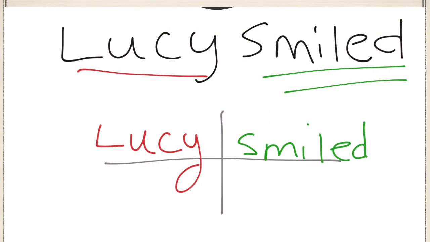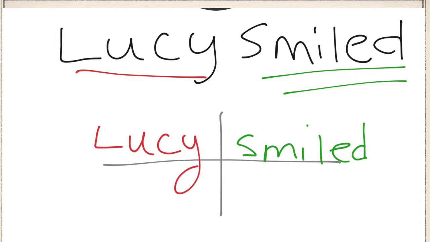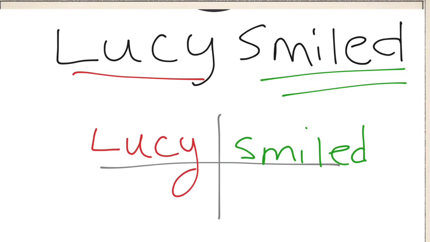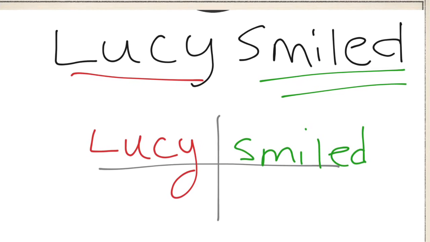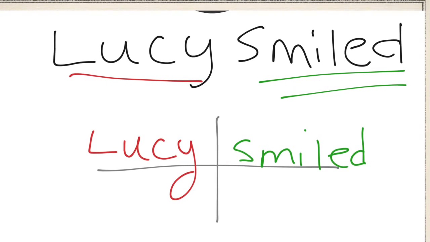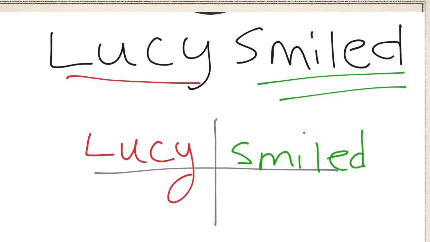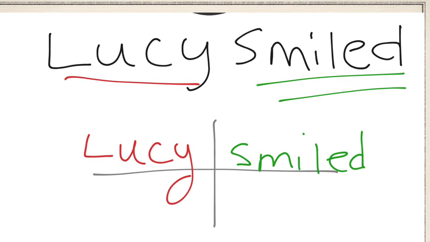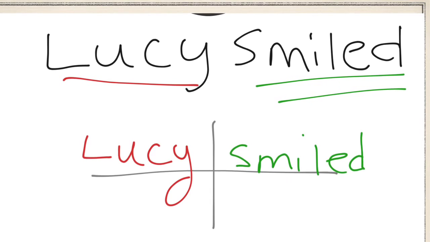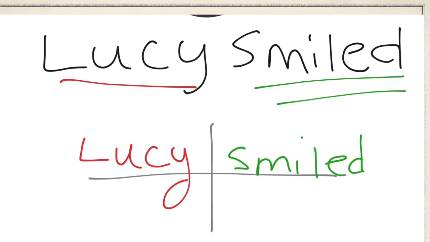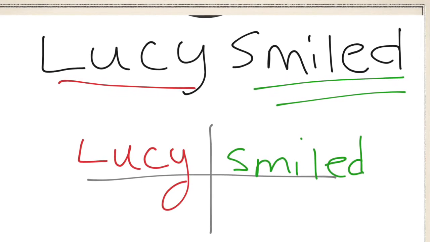A great example of an intransitive complete verb would be smiled. So taking a look at the sentence, Lucy smiled, we can see that Lucy is a subject and smiled is an intransitive complete verb because there is nothing that smiling is transferring its action to. So we know how to diagram this. Take a look at the diagram below.